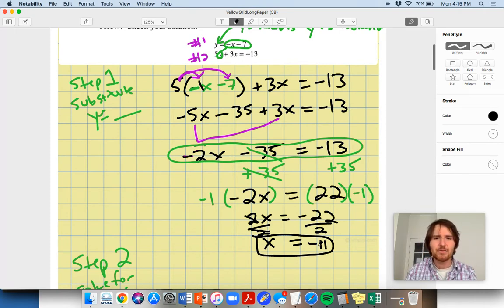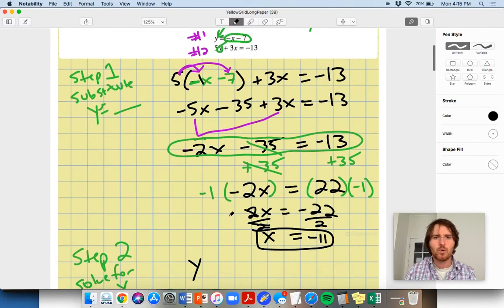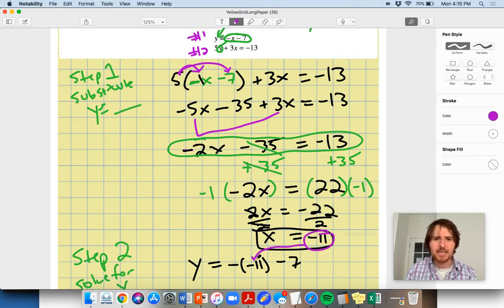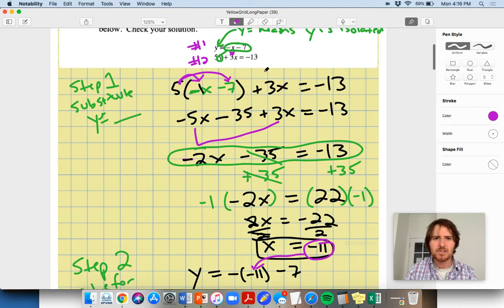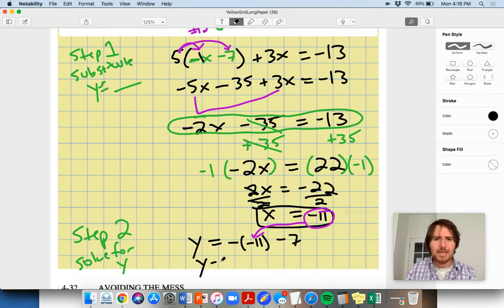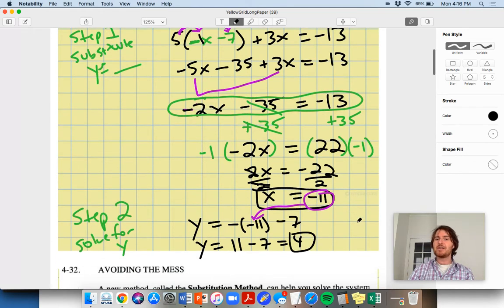Okay, x is negative 11. So what I'm going to do is plug into this equation up here. y equals negative, and x is negative 11, minus 7, and that's going to help me get y. There's my negative 11. I just plugged it in where I saw x. So y equals the negative of negative 11, that's positive 11, minus 7, that equals 4. Okay, so my solution is negative 11, 4.